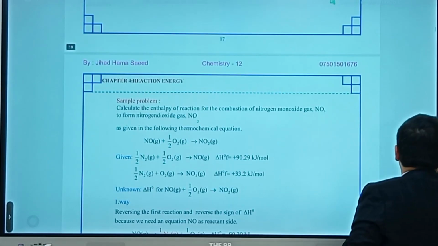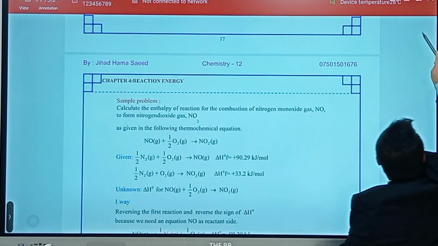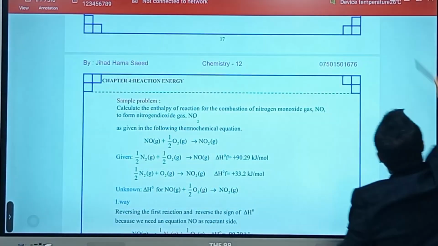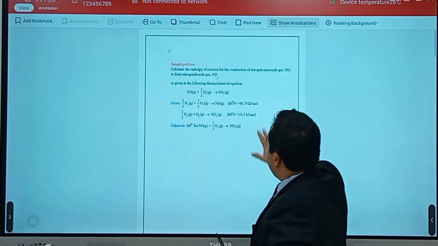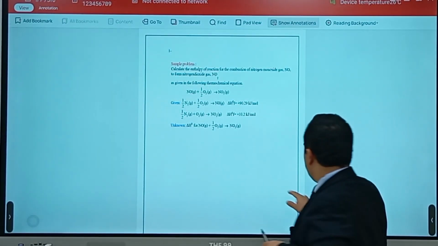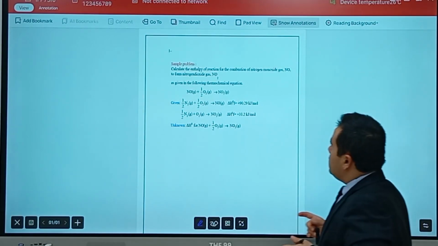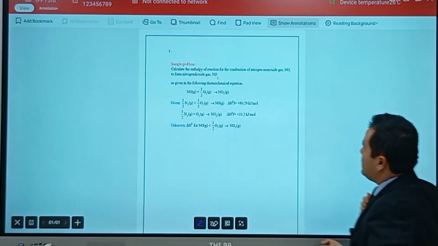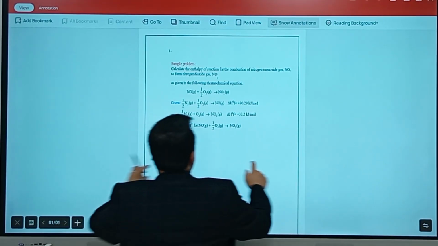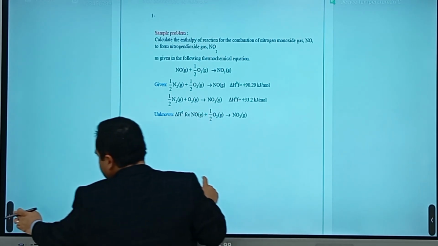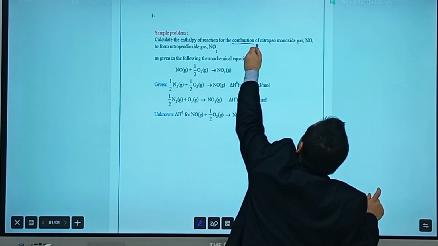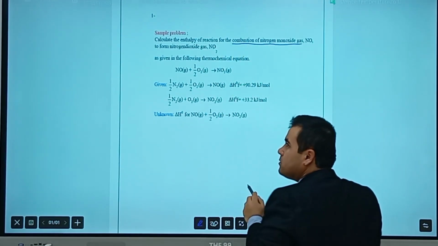I will be solving here, we have got a sheet of questions. We'll be solving several questions, and I will be showing how to solve those questions. First one, let us practice the first, guys. It's a sample problem. It says, calculate, let me zoom in. Okay. Calculate the enthalpy of reaction for the combustion of nitrogen monoxide gas.